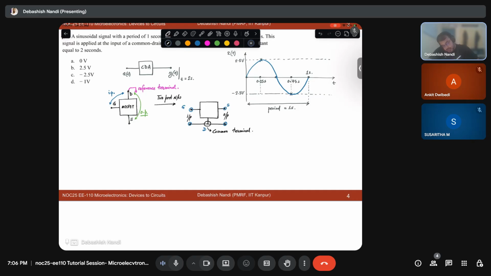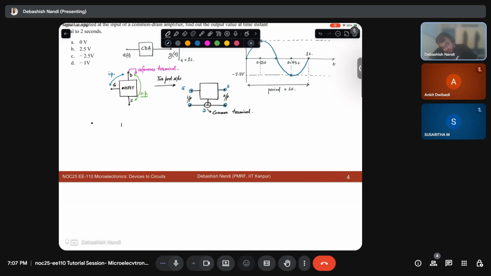So understand one thing very carefully. Now this is my MOSFET. This is D, this is G, this is S. For the time being, I am assuming that the body and source are connected to each other, so I'm not showing the body terminal explicitly. Okay.